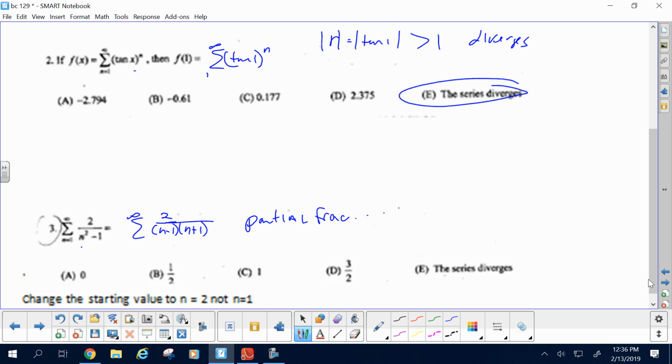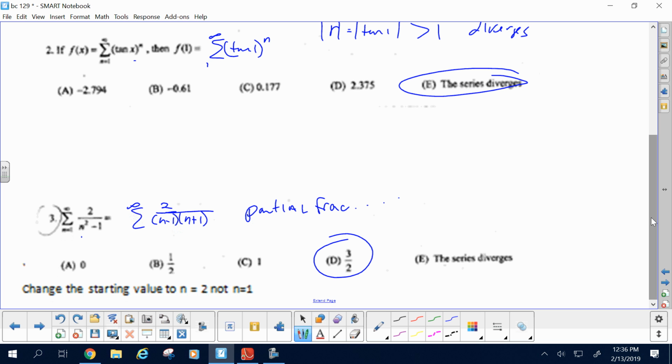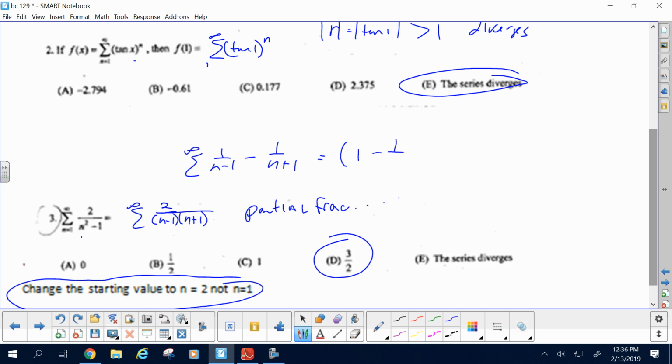If you decompose it, I got 3/2. I tried partial fraction decomposition and it did not work out. Did you get a series of 1 over n minus 1, minus 1 over n plus 1? Yes. Then start at n equals 2, because n equals 1 obviously causes all heck to break loose. So n equals 2 would be 1 minus 1 third.